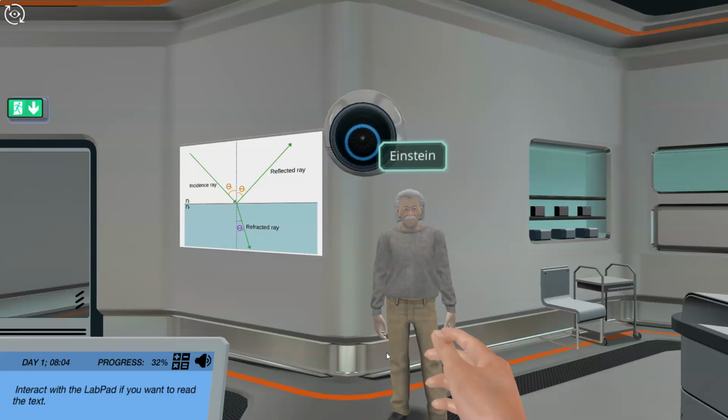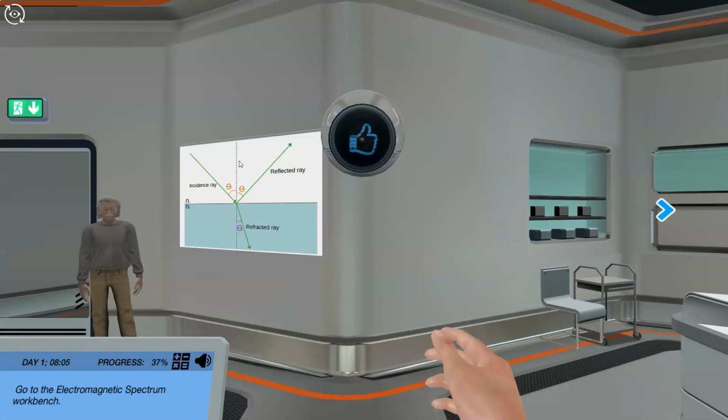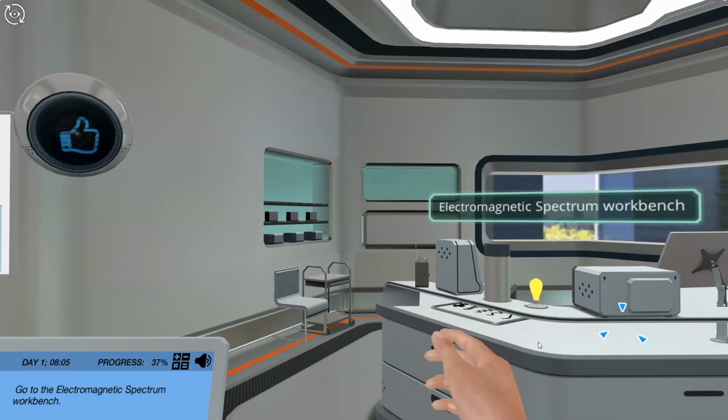In this simulation, we will focus our attention on the wave-like behavior of light. We will need to understand how we can influence the amount of light that reaches Nicholas's camera. You are right, I'd suggest starting at the electromagnetic spectrum workbench. I'll be reflecting on light at the optical table. Do you want to follow Einstein's suggestion and start at the electromagnetic spectrum workbench? Go to the electromagnetic spectrum workbench.